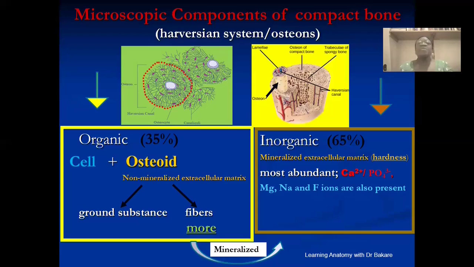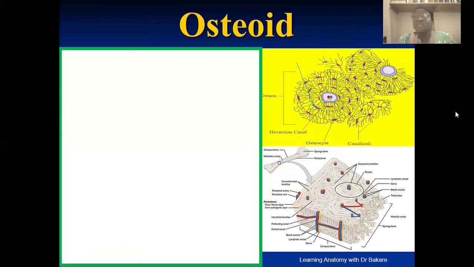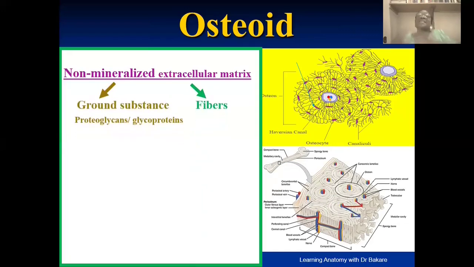So let's dive into each of these subcomponents and see how each of them is laid down for the formation of the cortical bone. First, let's look at the osteoid. Remember, we said that the organic component of cortical bone is further subdivided into the cell and also the osteoid. The osteoid is the non-mineralized extracellular component, further subdivided into the ground substance and also the fibers. The ground substance is what creates the background of the cortical bone tissue, or the compact bone tissue. This is the background onto which cells, fibers, and minerals are embedded.